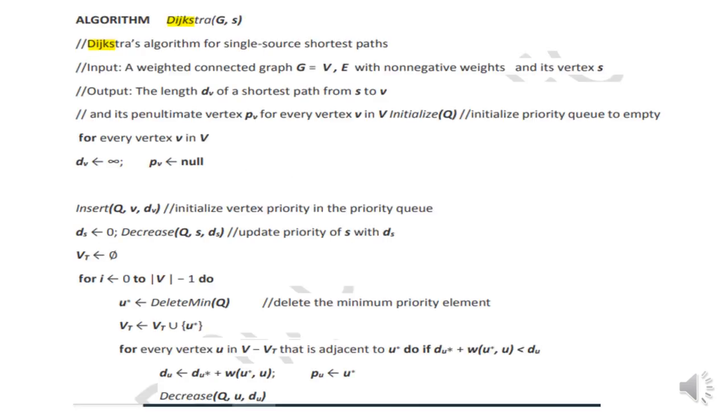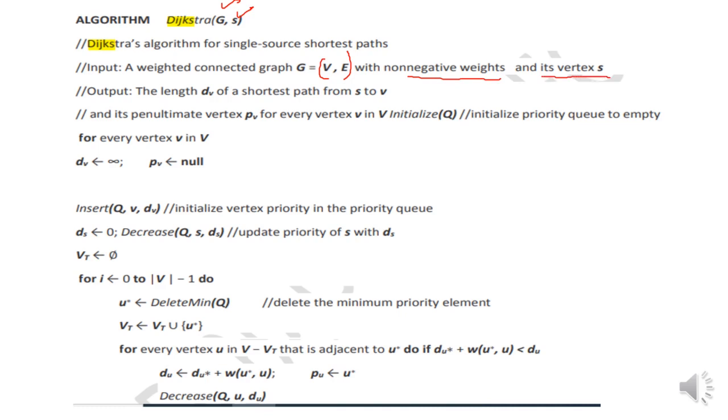Now we'll see the algorithm on single source shortest path, that is Dijkstra's algorithm. In Dijkstra's algorithm, the input must be a graph and the source vertex. And what's the aim? The aim is to find the single source shortest path. You know that Dijkstra's algorithm finds the shortest path from one vertex to every other vertex. The input is a weighted connected graph represented as G = (V, E), V is vertex, E is edge, with non-negative weights, and its source vertex is S.